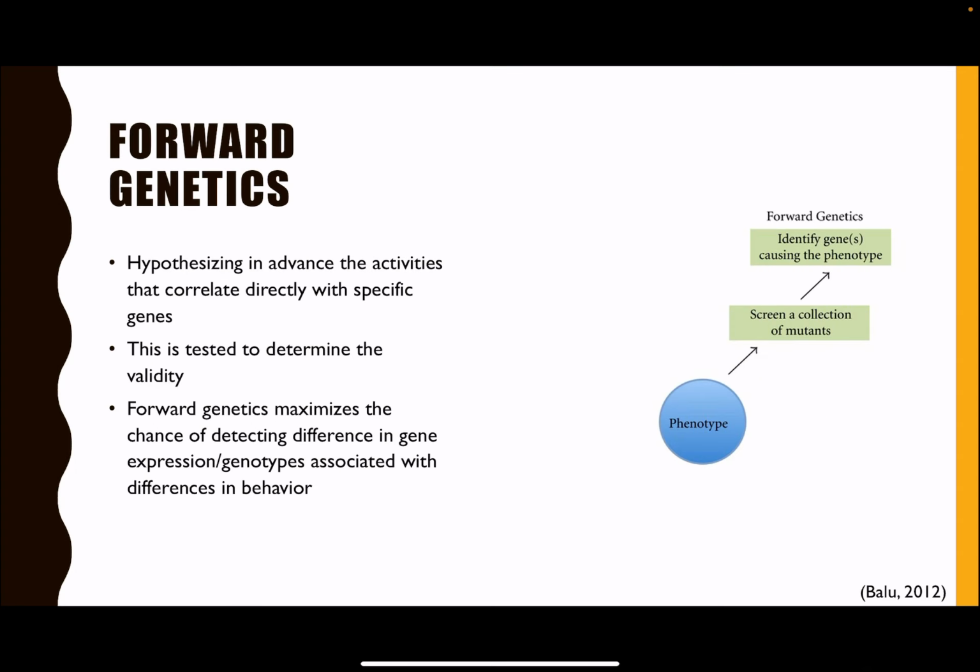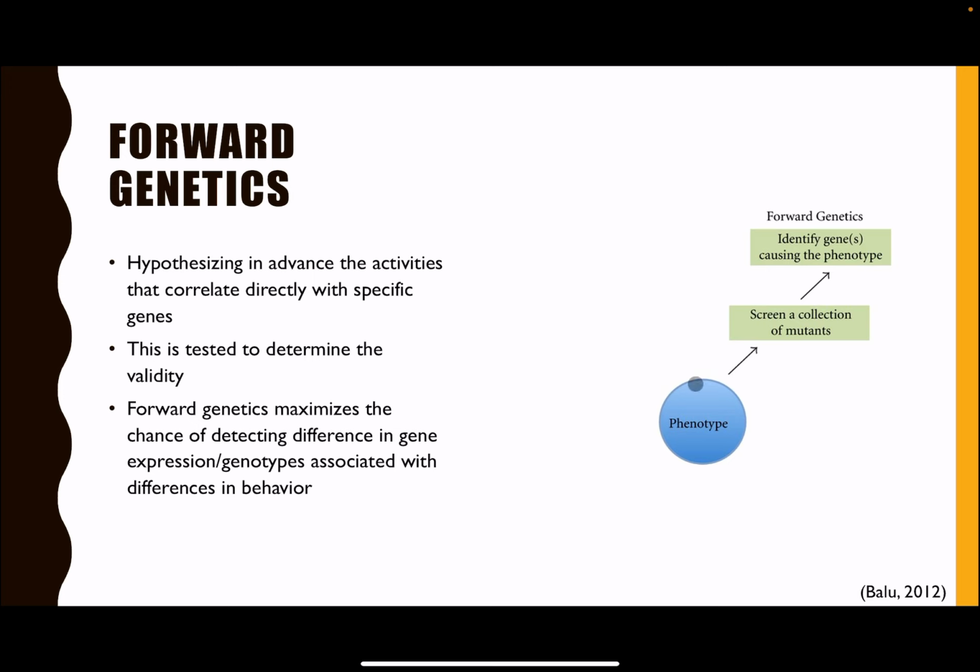Moving on, forward genetics is basically creating a hypothesis about the activities that correlate directly with specific genes. But by testing this, you can determine the validity within your hypothesis. The forward genetics maximizes the chance of detecting differences in gene expression genotypes associated with differences in behavior.